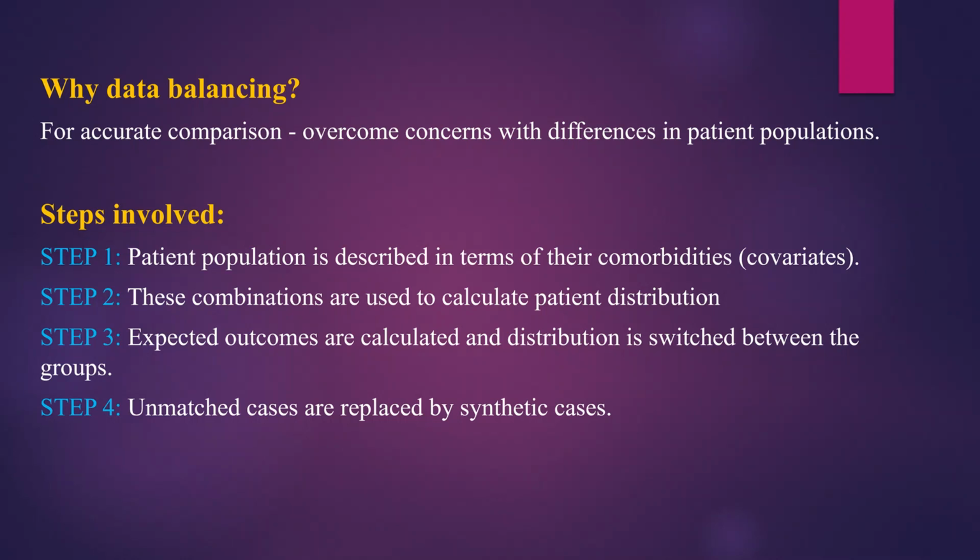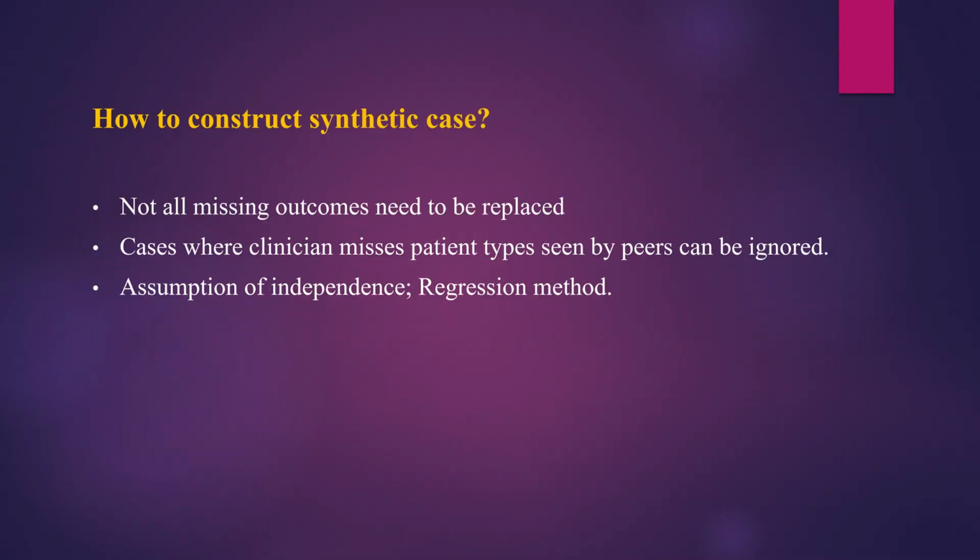These combinations are then used to calculate patient distribution of clinicians and their peers, and the expected outcomes are calculated for both the groups, and then distribution is switched between the groups and overlapping or matching is calculated. In the final step, the unmatched cases are replaced by synthetic cases through the synthetic minority oversampling technique. And this is how we can actually construct the synthetic case.